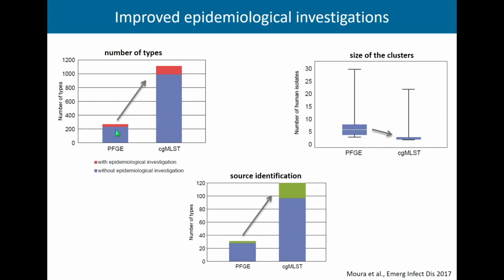So as I told you, cgMLST allows the identification of a higher number of types. The size of the clusters is significantly smaller, and the source identification is greater. So clearly this is a better method.